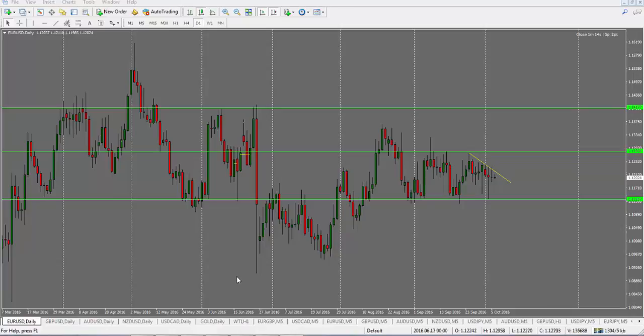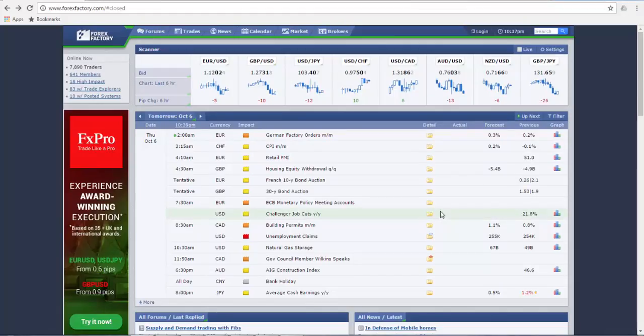Let's start off by taking a look at our economic calendar for tomorrow. In the morning here, we have German factory orders, and then we have the CPI number and retail PMI number for the euro, and housing equity withdrawal for the British pound. A lot of yellow news out in the London session here, so nothing major.